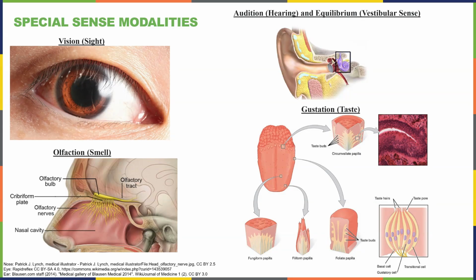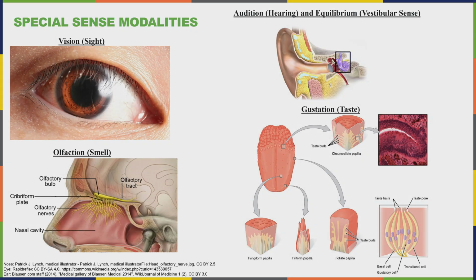For equilibrium, or the vestibular sense, acceleration is detected by hair cells in the vestibule of the inner ear. For olfaction, or smell, molecules dissolved in the mucus of the nasal cavity are detected by olfactory receptor cells. For gustation, commonly known as taste, chemicals dissolved in saliva are detected by gustatory receptor cells within the taste buds of the tongue. So, unlike the general senses, these special senses rely on specialized organs designed to detect specific kinds of stimuli.